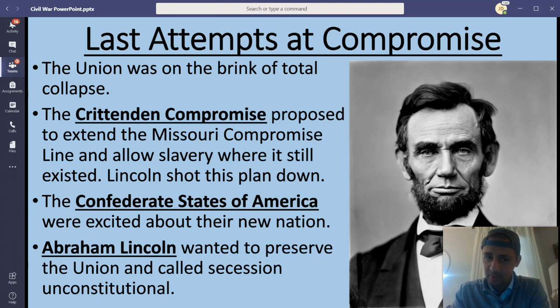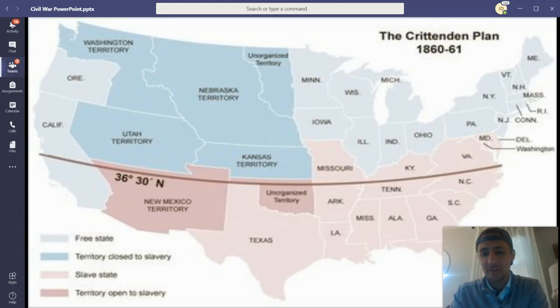Last class, we talked about the Crittenden Compromise and how the Confederate States were excited and ready to go. They're saying, we're creating our own new nation here. Lincoln wants to preserve the Union to the best of his ability, calls it unconstitutional. The South doesn't care too much. The 36-30 line we discussed.